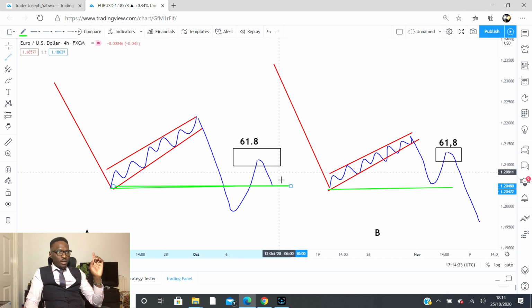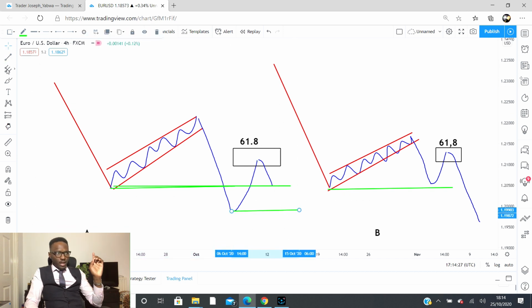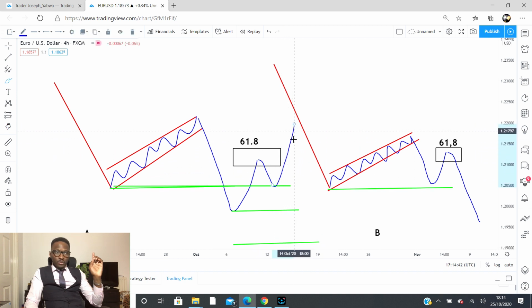The second area, previous structure at the bottom here. And the third area, the 127 141 extension at the bottom right there. So the market will definitely pause here. It might completely reverse the trend and go back up, or it can come all the way down to the bottom here, making a double bottom, and then completely reverse.